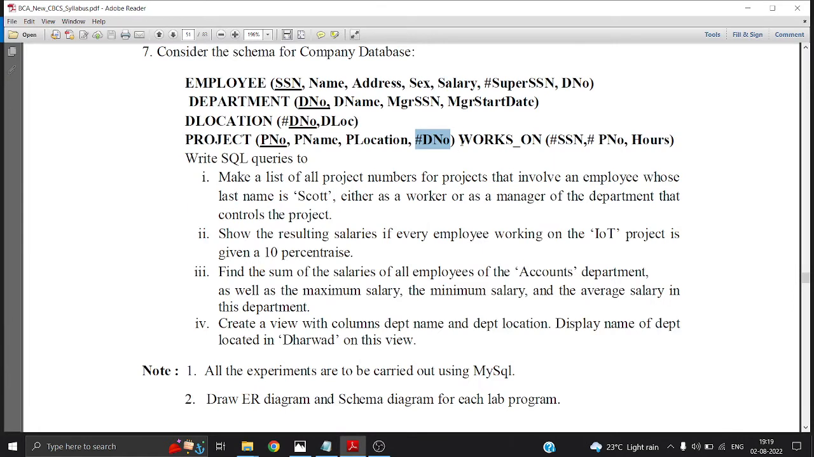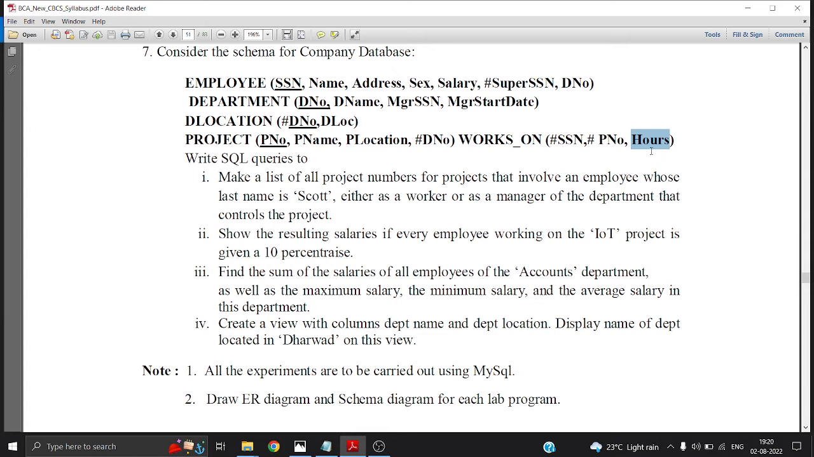Now you can see works on is a separate table as it is the m is to n cardinal ratio between the employee and project. See here you can see SSN is the foreign key and project number is also a foreign key. So that is, this employee works on this project for about these many hours. One employee works on many projects, one project for which many employees are working. This is the number of hours that is worked by that particular employee.